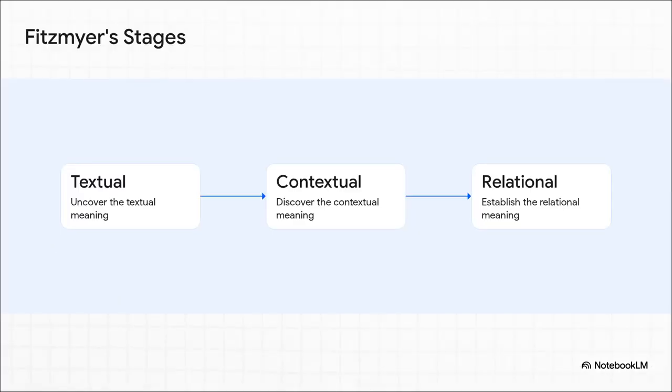He argues for a very structured 3-stage method. The first 2 stages are super-rational. You uncover the textual meaning, and then you discover the historical contextual meaning. Basically, you treat the Bible just like any other ancient book. But then you hit stage 3. This is where he establishes the relational meaning, or biblical theology, and brings personal faith back into the picture. So for Fitzmyer, objective reason and faith can actually work together in cooperative stages.